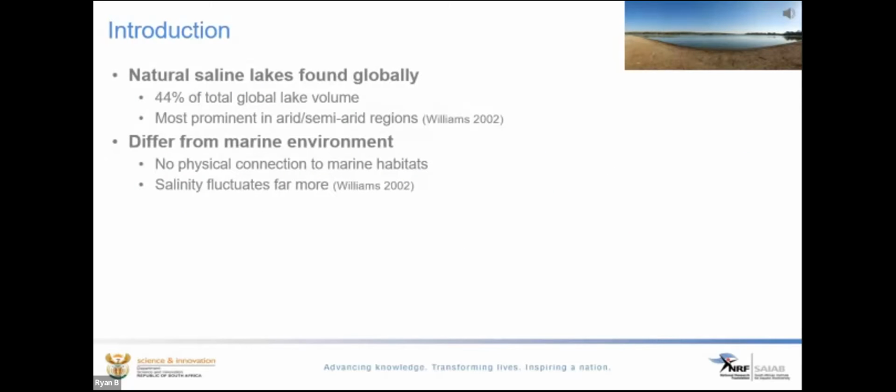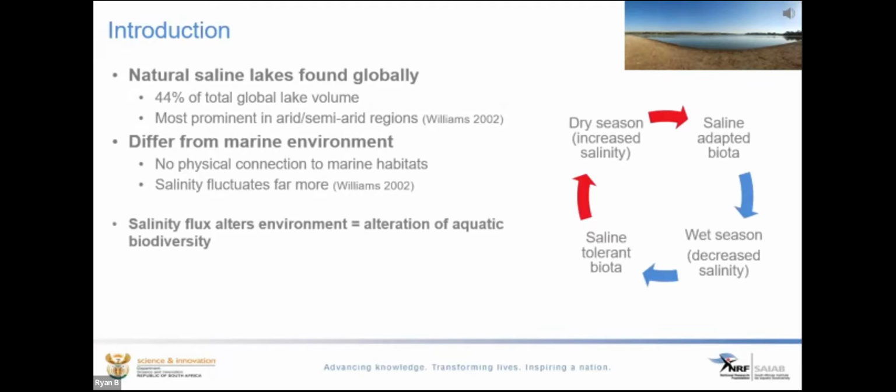Natural saline lakes are found all across the world, making up 44% of the global total lake volume. They are most prominent in arid and semi-arid regions and range from large permanent lakes such as the Caspian Sea to small seasonally filled lakes or ponds present across many regions including Australia and Southern Africa. They are different from marine environments in the sense that they have no physical connection to any marine habitats, and they have a much more pronounced fluctuation in their salinity compared to the stable salinity of the ocean, for example.